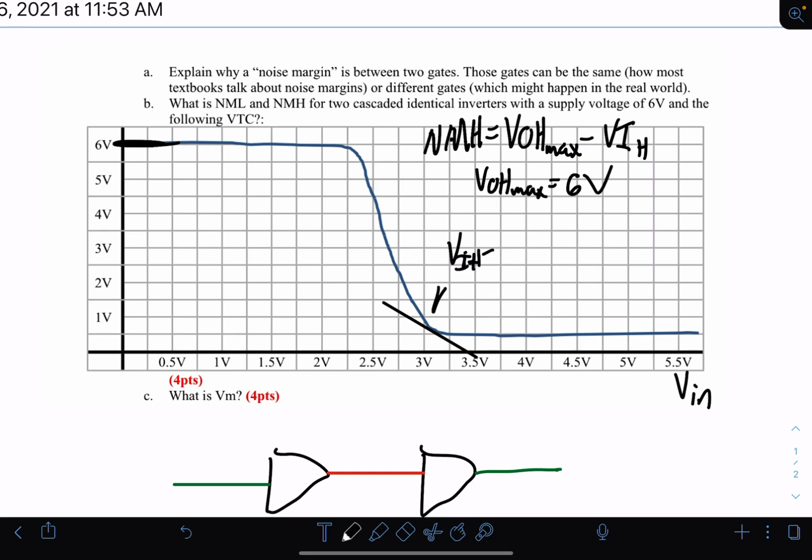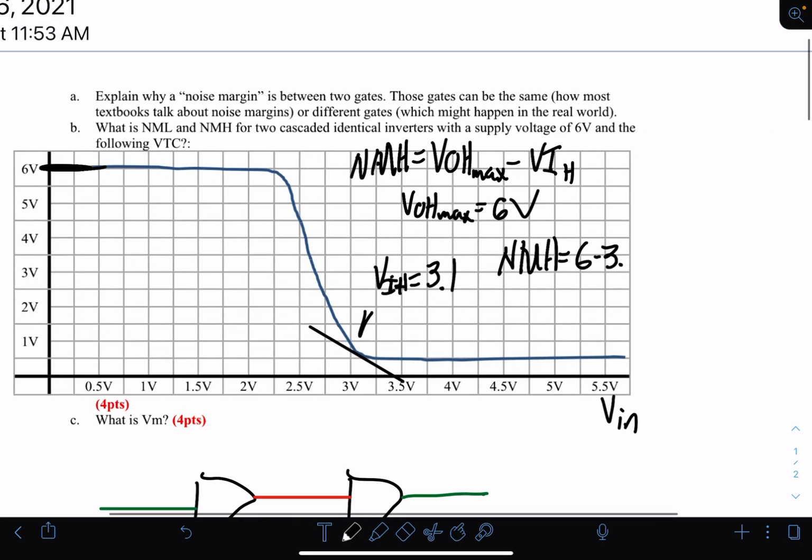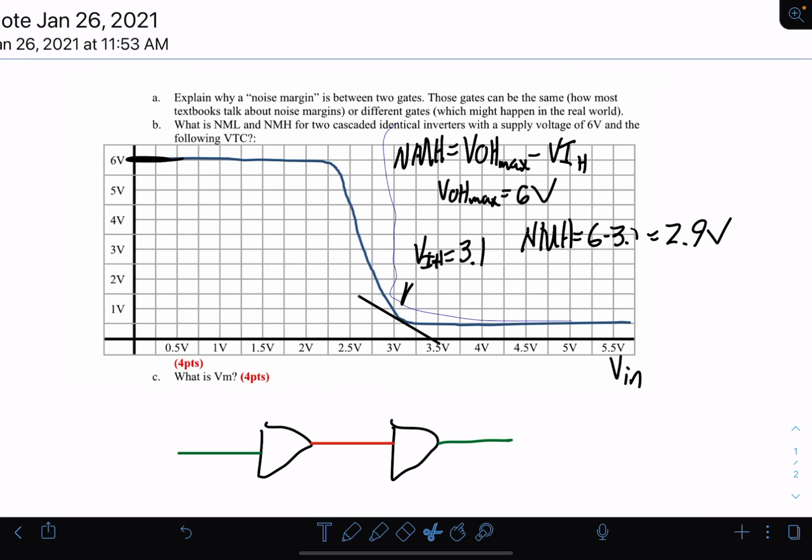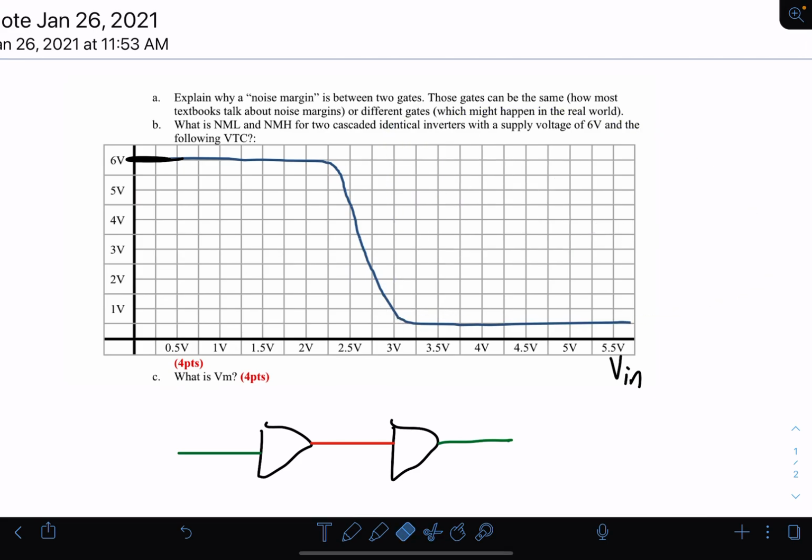So we'll say, oh, that's about 3.1. So then in order to solve for noise margin high, we're going to say 6 minus 3.1, and we get 2.9 volts. Great. Now, let's do the same for noise margin low. So first, the equation for noise margin low is similar, but a little bit different at the same time.